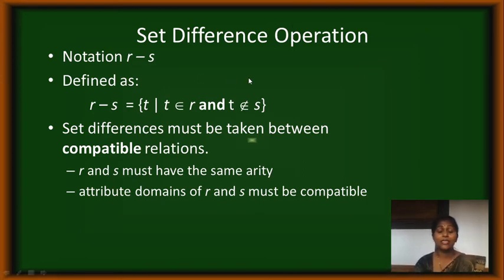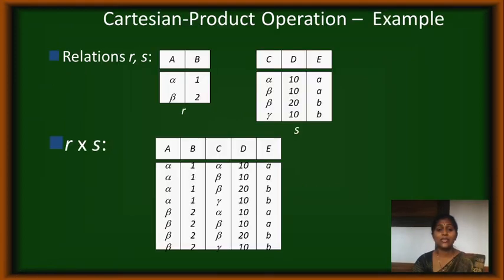If you write S minus R, then the tuples belong to S and do not belong to R. So such tuples we are retrieving. The set difference must be taken between compatible relations. R and S must have the same arity, and the attribute domains of R and S must be compatible. This condition is true for union, intersection as well as set difference.